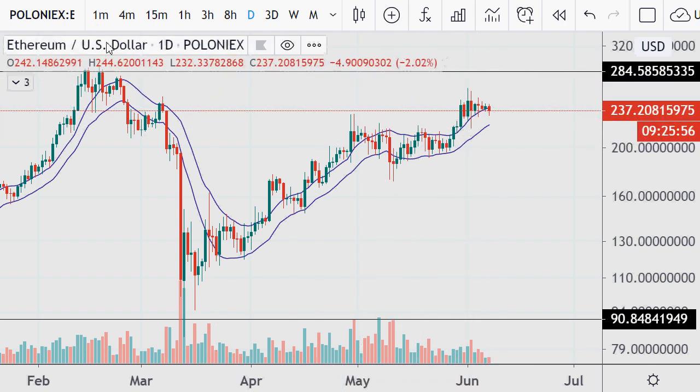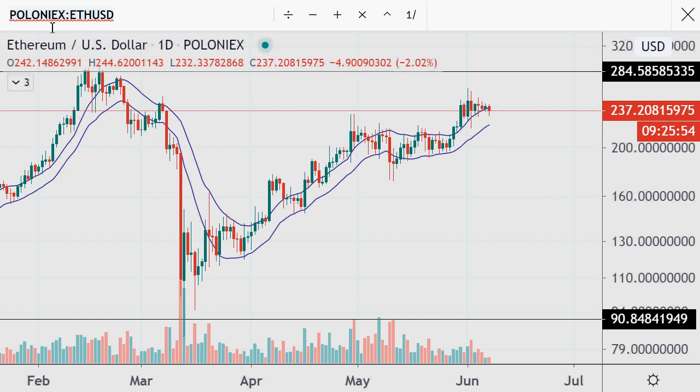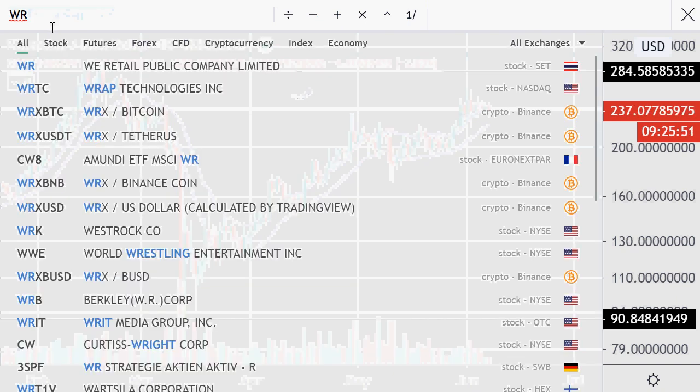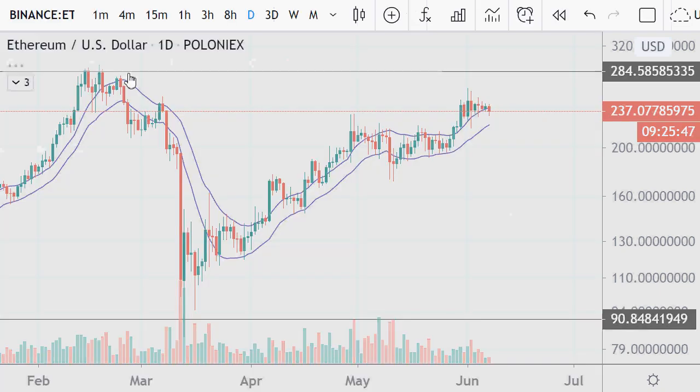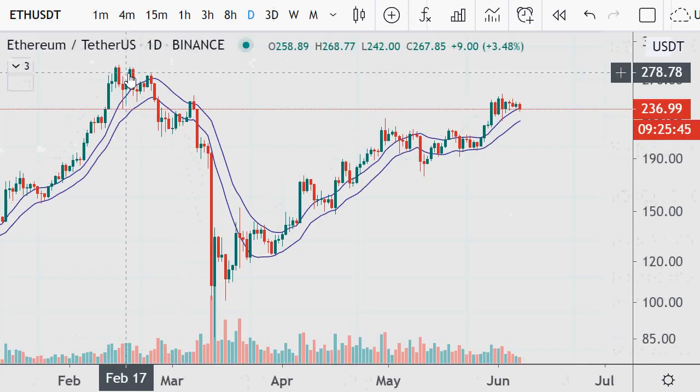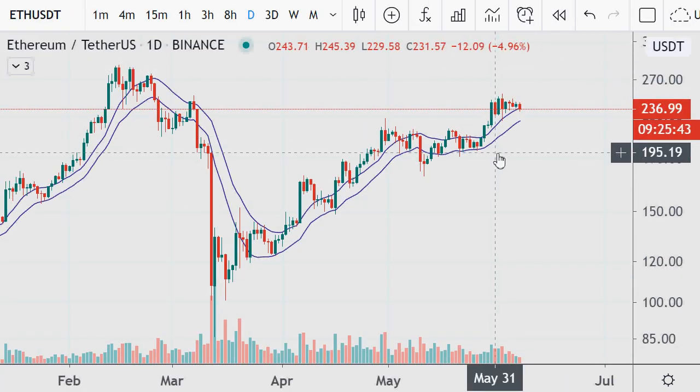Meaning a better chart, if I'm just going to put it in anyway, the Ethereum versus Tether, just to get a better looking chart. Pretty much looks the same anyway, but holding in there through time a little bit.